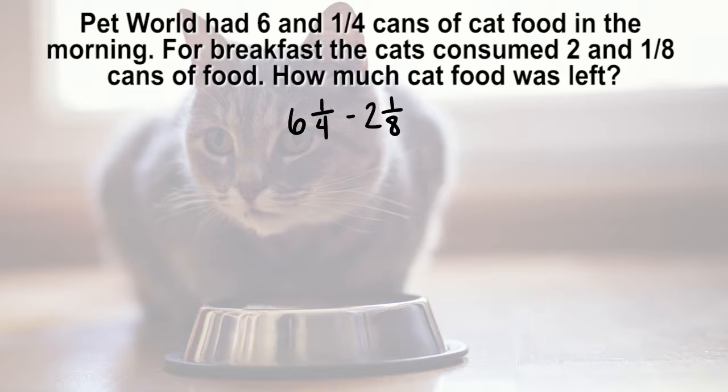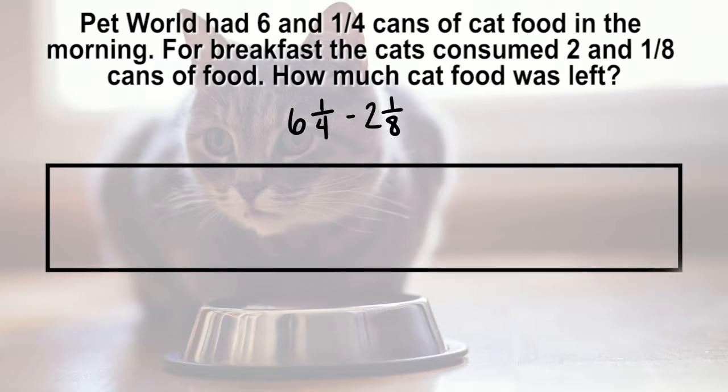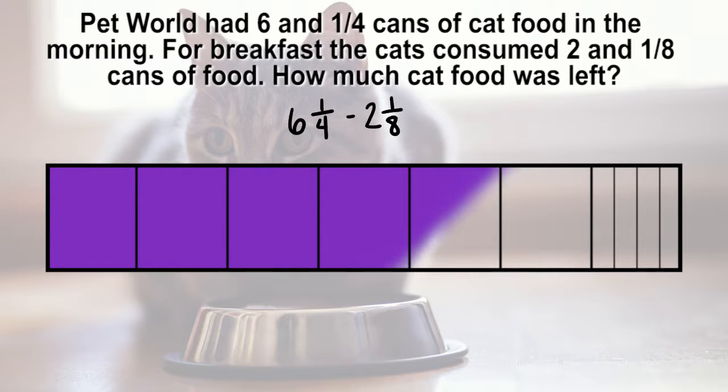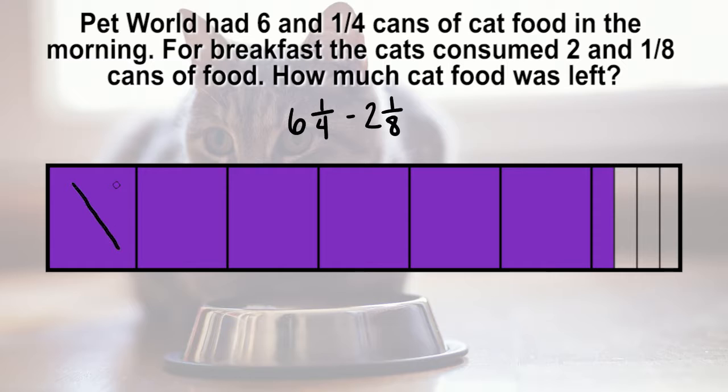To model this expression, draw a long rectangle and divide it into 7 whole sections. Divide the last section into fourths. Shade in the first 6 whole sections one color and one of the fourths in the last section. This represents the 6 1/4 cans of cat food we started with. The problem asks to subtract 2 wholes and 1/8 of the cans. Do this by crossing out 2 of the 6 whole sections.